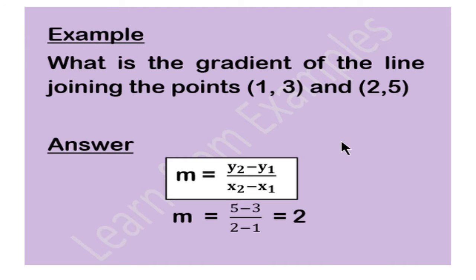So the first thing we can do is label the points x1 and y1 and x2 and y2 and then substitute the values. So y2 is 5 and y1 is 3, so we have substituted that. And the x2 value is 2 and the x1 value is 1, which has been substituted, and we get a gradient of 2.